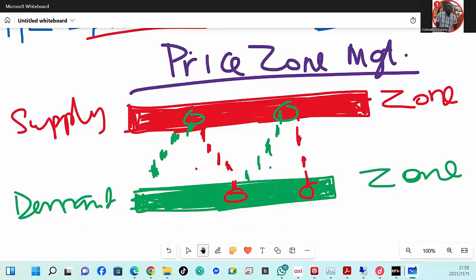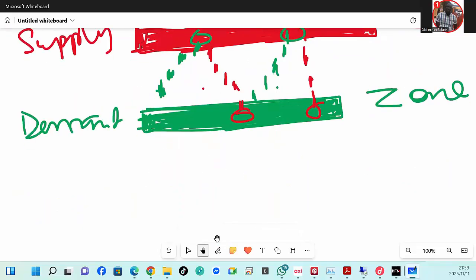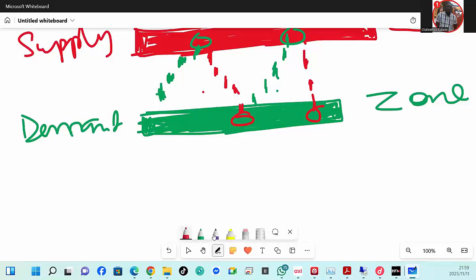So in this zone, we have two rules. On supply zone, never buy into supply.